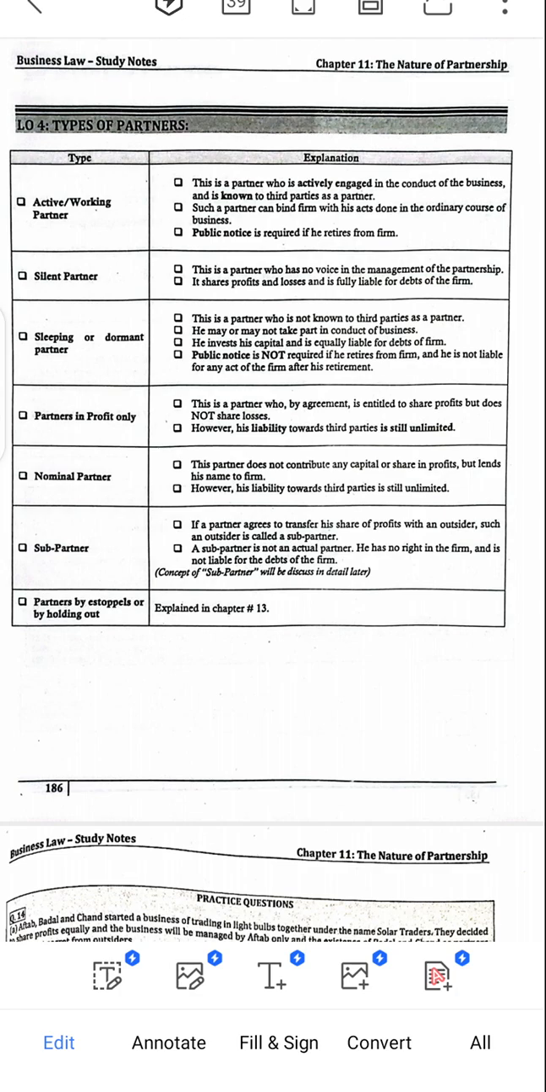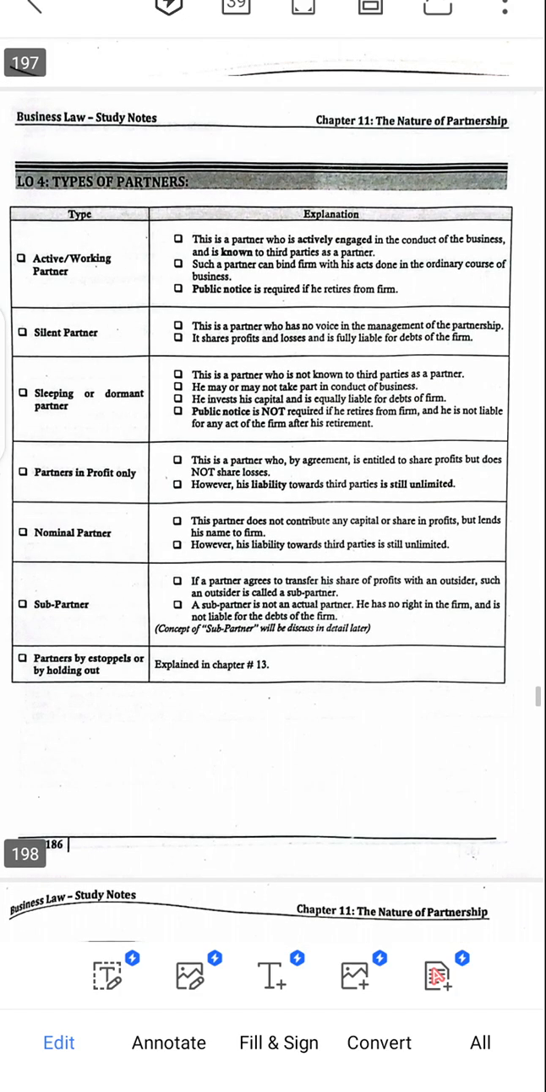So what does the active working partner do? This is a partner who is actively engaged in conduct of the business and is known to third parties as a partner. Such a partner can bind the firm with his acts done in the ordinary course of business. Public notice is required if he retires from the firm. So he will be actively involved in the activities of the partnership, meeting with the CEOs, CFOs, conducting the analysis of the firm and all. If he retires, he must share the public notice. Then there is the silent partner.